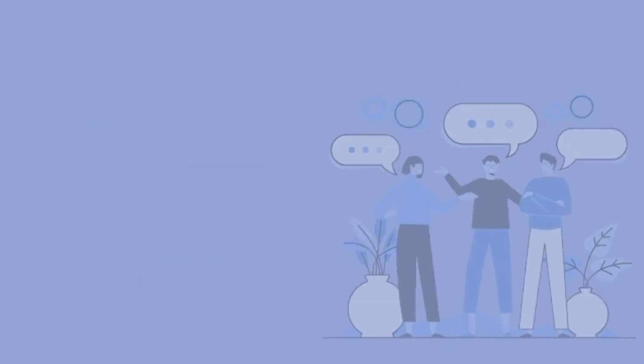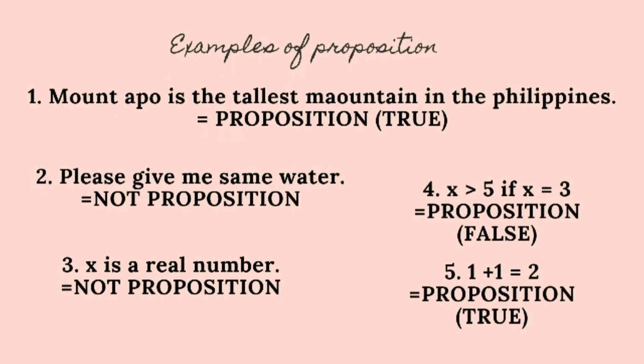Here are some examples of propositions. Mount Apo is the tallest mountain in the Philippines. It is a proposition and true. Please give me some water. Not a proposition because it is not answerable by true or false. X is a real number. Not a proposition because x doesn't have a value.